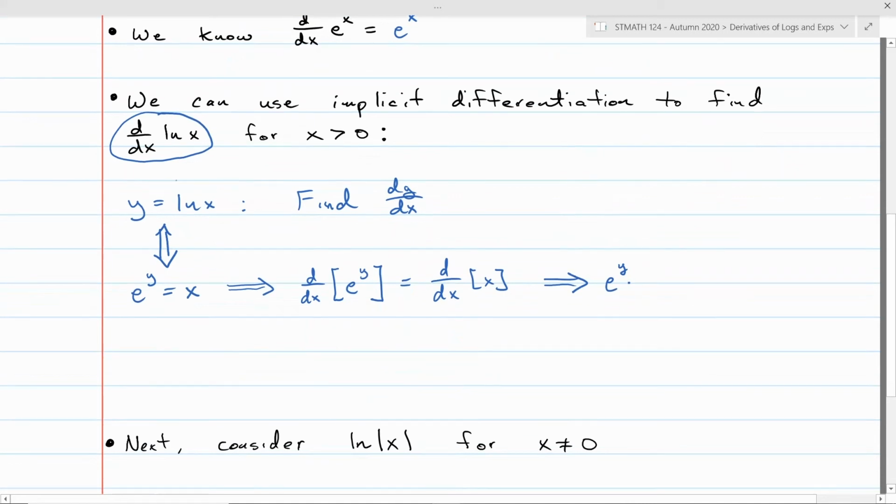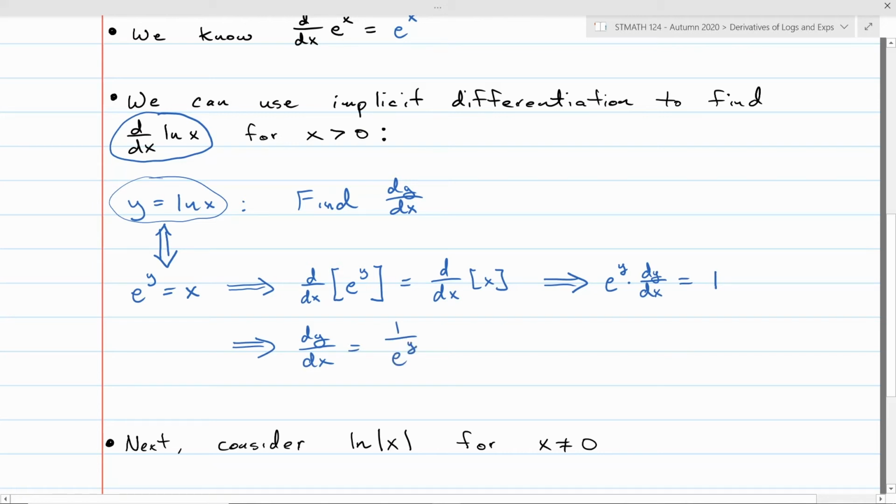In fact, we know that y is the natural log function. So I have to multiply times dy dx using the chain rule when I differentiate the left-hand side of that previous equation. And the derivative with respect to x of x is just 1. And now we can solve for dy dx, and we get dy dx is 1 over e to the y.